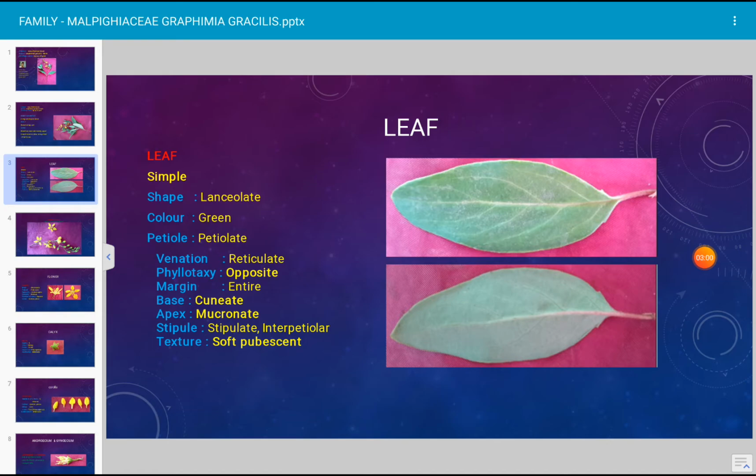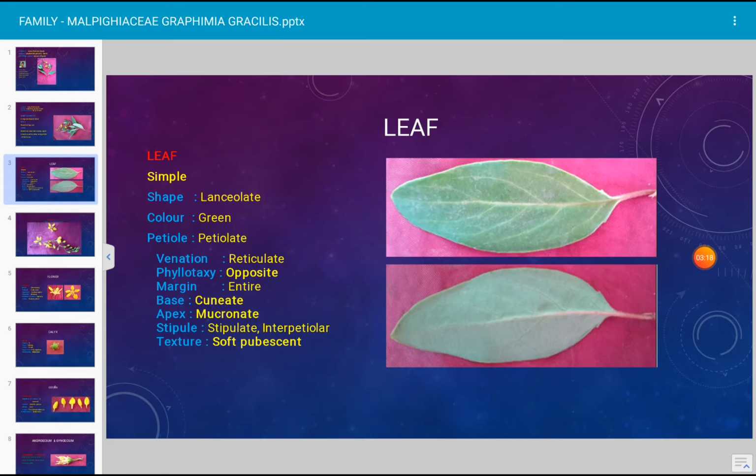Okay, how is the phyllotaxy? Phyllotaxy means arrangement of the leaf on the branches, how they are situated. The leaves are opposite to each other. Leaves are attached opposite to each other on branches. That means the phyllotaxy is opposite.